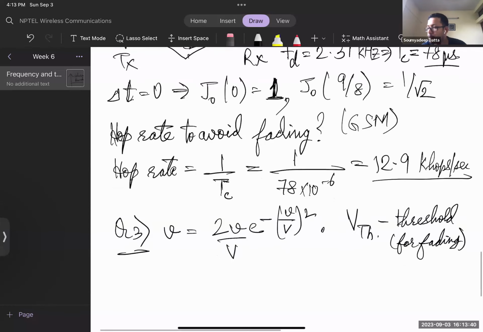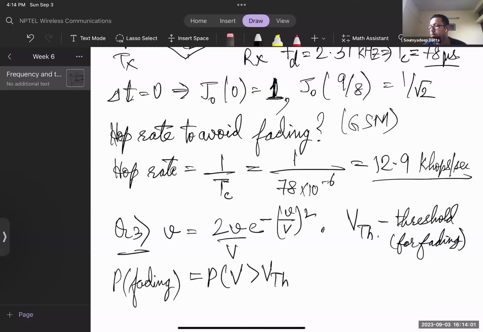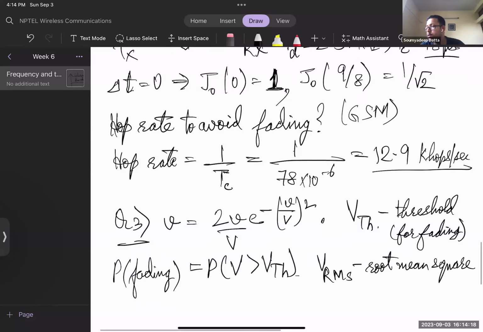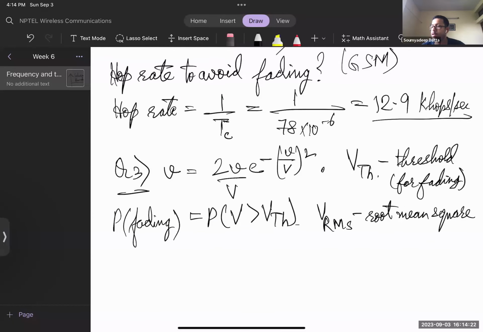So you want your channel to be such that your probability of fading is essentially the probability that your vehicle is crossing the threshold of velocity. And then from the statistical distribution of your vehicles, you have VRMS, where RMS stands for root mean square. Root mean square implies that you are taking various measurements of velocities, so Vi.